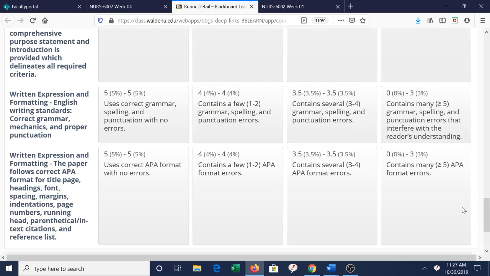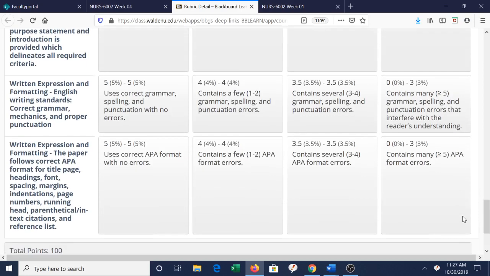So, written expression and format in English writing standards, grammar, mechanics, punctuation. Make sure you're skipping spaces after your punctuation, commas, most periods. Should have a space skipped. So make sure you're doing little things like that. Make sure you're using complete sentences. You know, we write like nurses, which we never use complete sentences. So let's back that up and use complete sentences. Use good grammar. Spelling. Check your work.